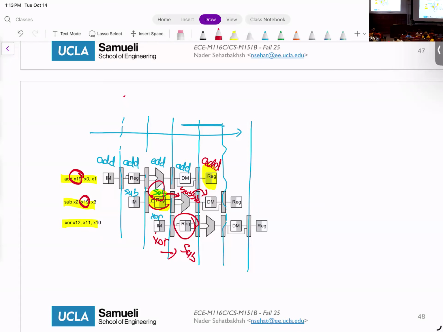So the question is, does this happen in other stages? Since we're only focusing on the RAW data hazard, it happens when you're reading the registers. Reading registers happens in the decode stage, so this data hazard happens in the decode stage. Later on, when we have things like branch instructions or misspeculations that we're going to talk about, those things happen later, and you may need to do things there too. But for now, it's the decode stage.